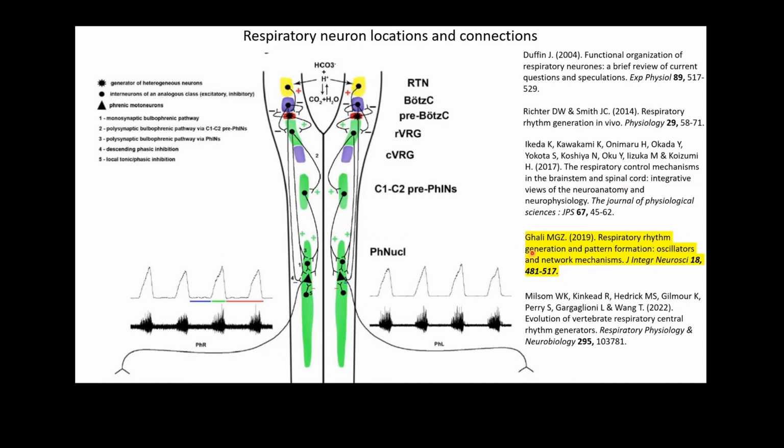It is from this paper by Galli, some sections of which are put to read. There are a lot of other papers. Back in 2004, I did a review of the functional organizations and some of the questions and speculations. Richter and Smith put together a very nice review here. Dietmar Richter is the person that invented, if you like, the idea that we have a three-phase rhythm of respiration, not just a two-phase of inspiration and expiration.